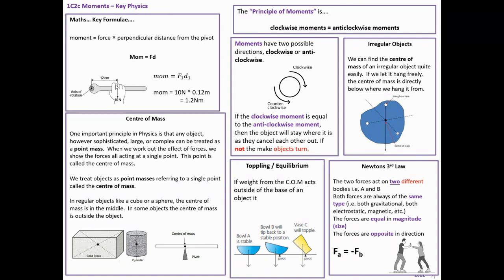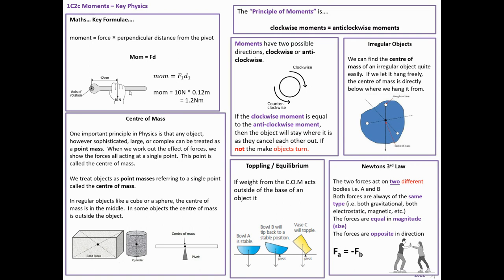Just like this picture here, perpendicular means basically 90 degrees. So there's my pivot point, 12 centimeters would be 0.12 meters. 10 newtons is how much I pull down with, so 10 times 0.12 gives me 1.2 newton meters. That is your turning effect.